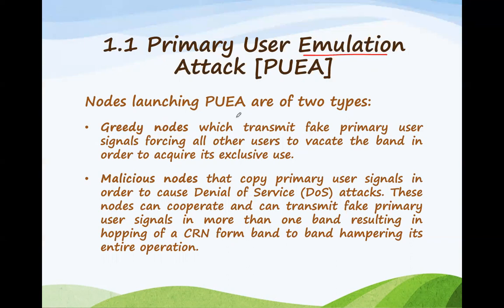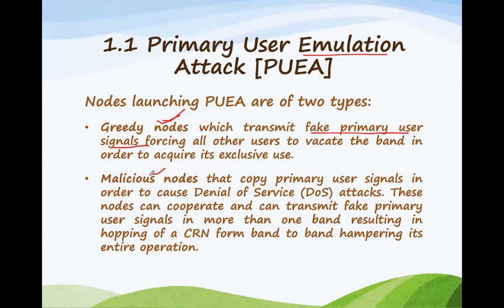There are two types of nodes which launch PUEA, that is greedy nodes and malicious nodes. So, what are greedy nodes? These greedy nodes transmit fake primary user signals. When they transmit these signals, the secondary users can assume that the primary user is using the spectrum, and hence they vacate the band. Thus, these nodes can occupy the primary user's band. So, these are greedy nodes.